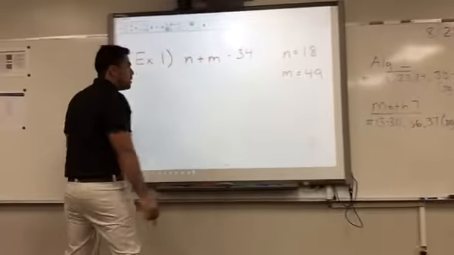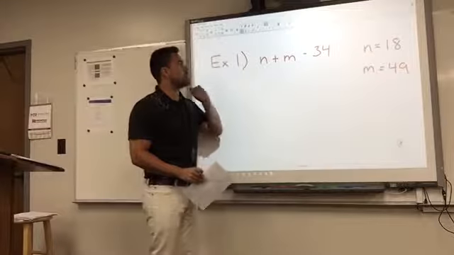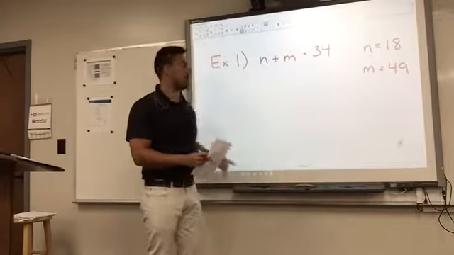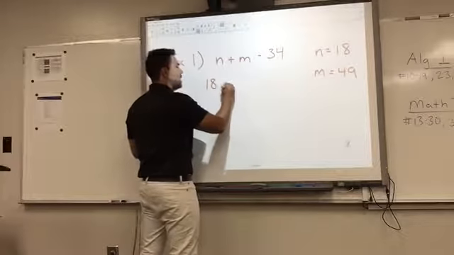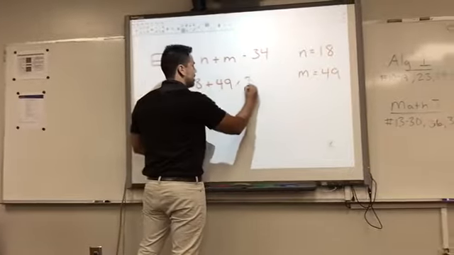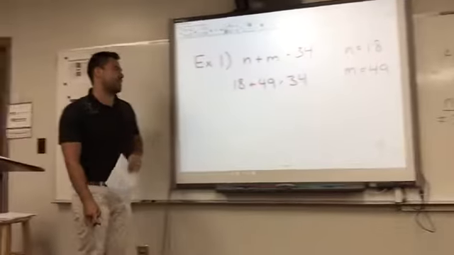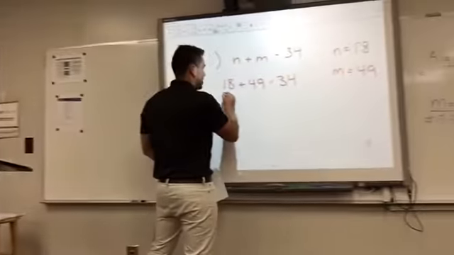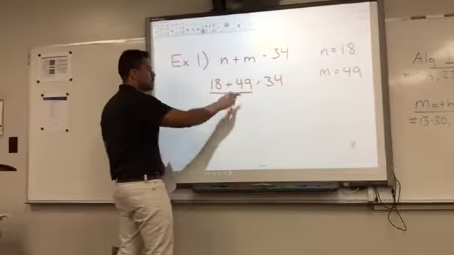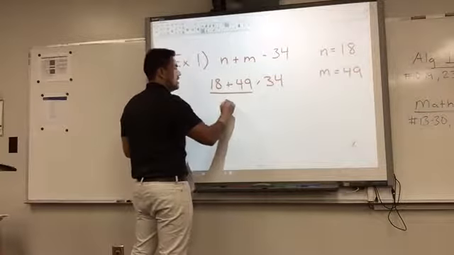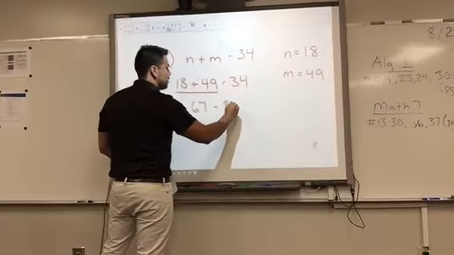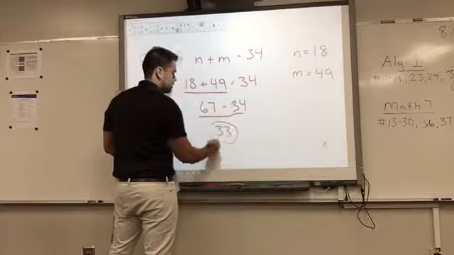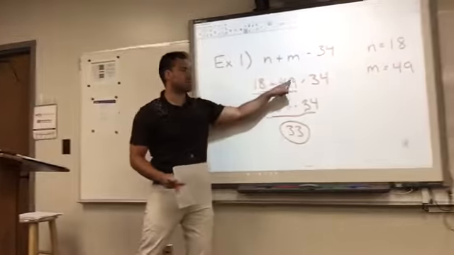Okay, so in this problem, what I want to do is substitute 18 for n and 49 for m, right? Okay, so I'm going to do that. 18's for n and 49's for m. Oh, that's a subtraction sign. Sorry about that. Okay, what do I do first here? Yes, sir. Add. Left to right. Good. In this case, you're going to do that. 18 plus 49? 67. 67. And then minus 34.